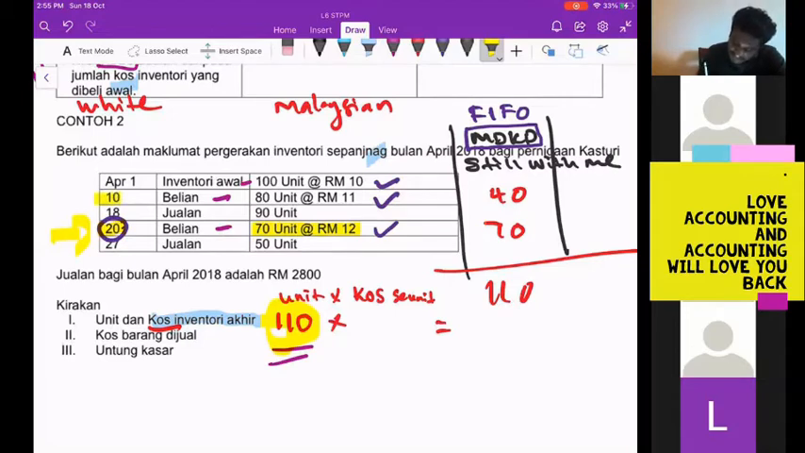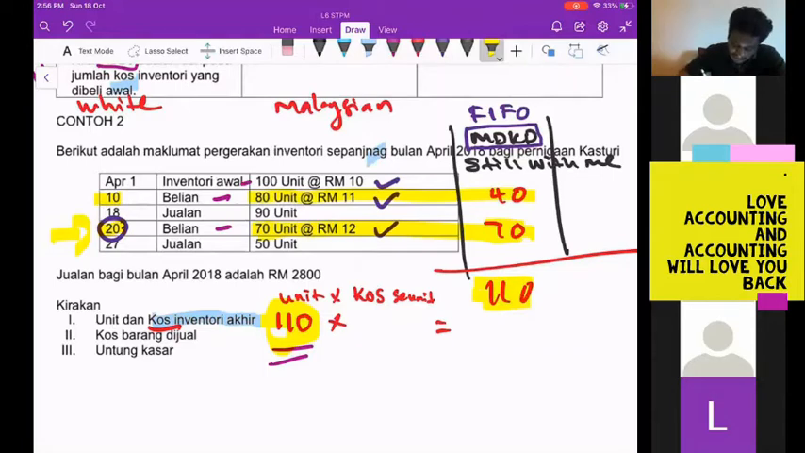So 70 from here, I take all from here. If I had 110 here, enough, I would just take that. But now you have only 70 here. So for the balance, you take from the one before this, take from here, 40. So the total inventory is 110.